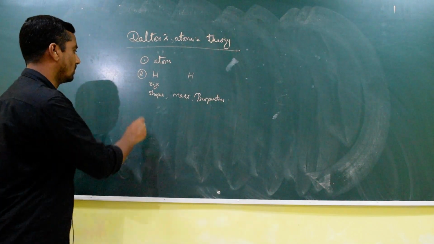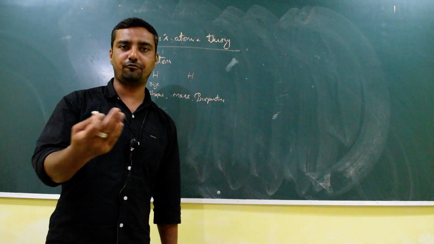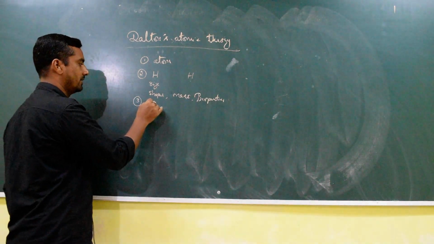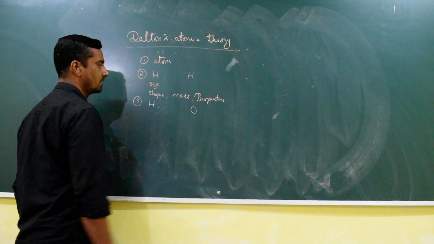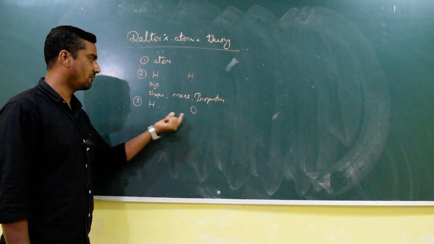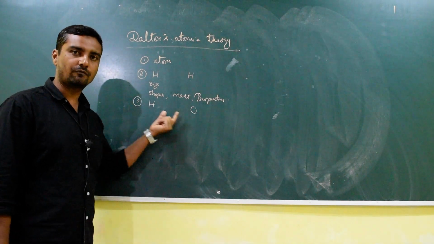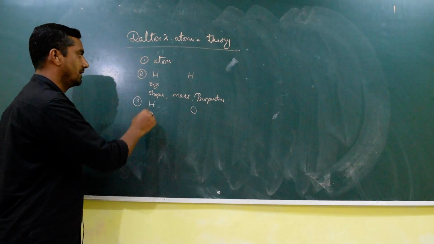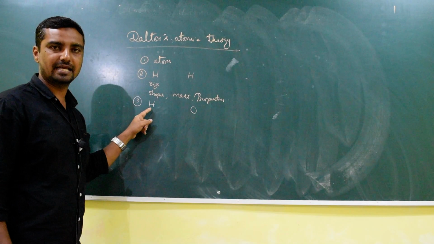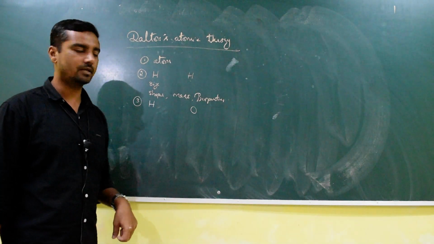Understood? So come to the third one. The atoms of different elements exhibit different properties. For example, if we go for hydrogen and oxygen, right? The size of hydrogen is different from the size of oxygen. The shape of hydrogen is different from the shape of oxygen. The mass of hydrogen is different from the mass of oxygen. The property of hydrogen is different from the property of the oxygen atom, right? So atoms of different elements exhibit different properties like size, shape, mass and property. That's the third one.